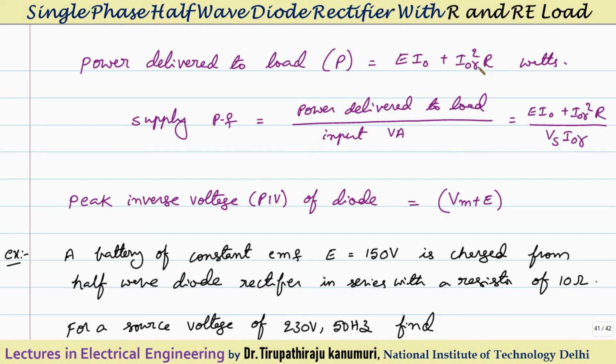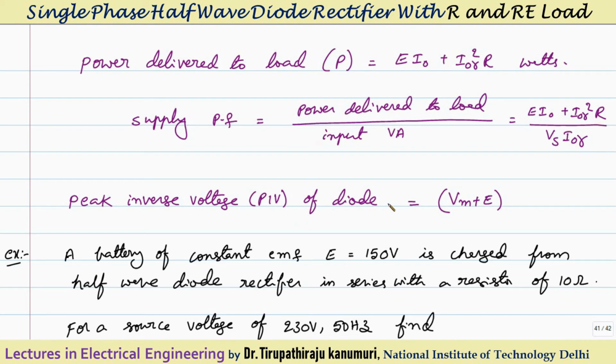So that's why it will be equal to I_OR squared, the RMS value of current squared, into resistance. So it is in watts. Now the supply power factor will be power delivered to the load divided by input volt-amperes. Power delivered to the load by input volt-amperes will be equal to (E times I naught plus I_OR squared times R) divided by Vs. Input volt-ampere will be the RMS value of input voltage into the RMS value of the current that is supplied. Getting it? So in this way I can calculate.